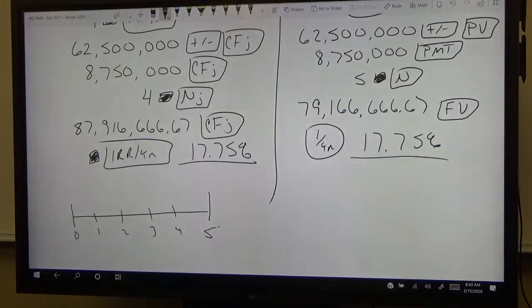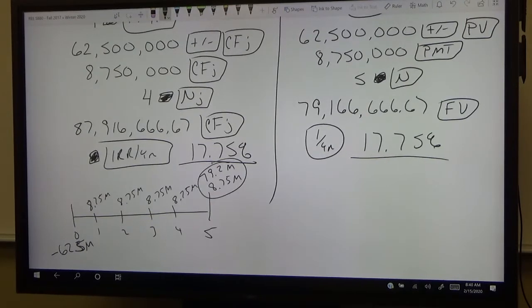In terms of a timeline, what's happening is you've got the 62.5 million down here as a cash outflow, and then you've got a cash inflow of 8.75 million each year, and in the fifth year you also have this 79.2 million. The difference is that using the cash flow function, you have to add those two together for the final cash flow, whereas with the present value and future value functions, you can keep them separate. Does that make sense? Any questions on that? All right, moving forward.